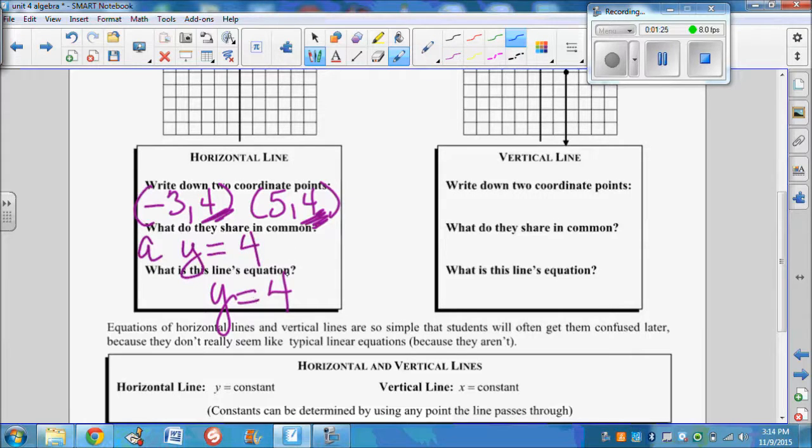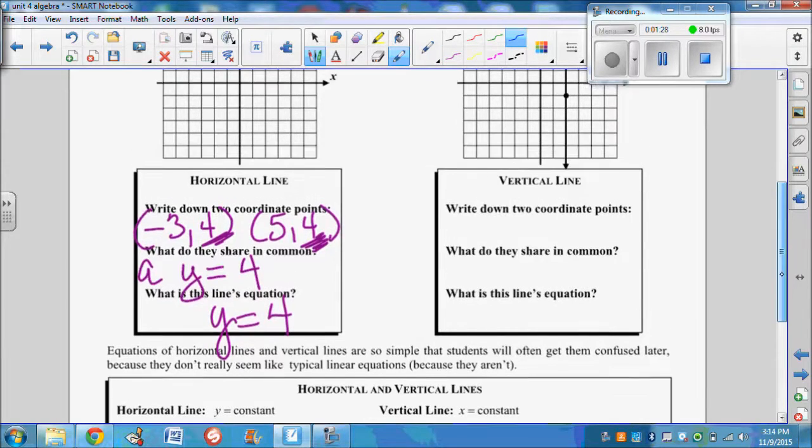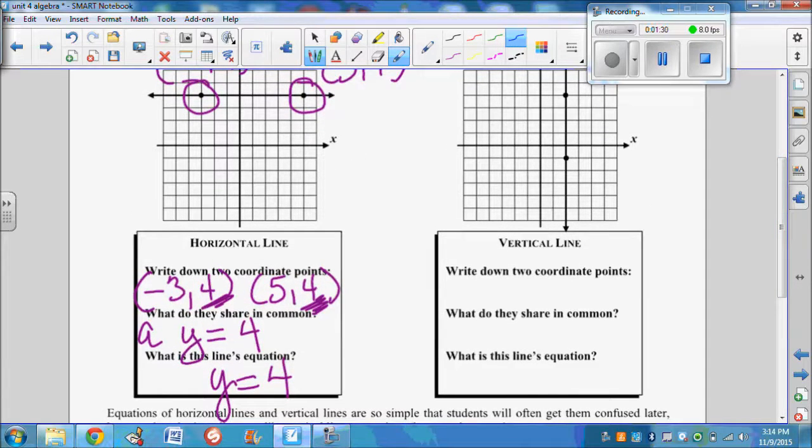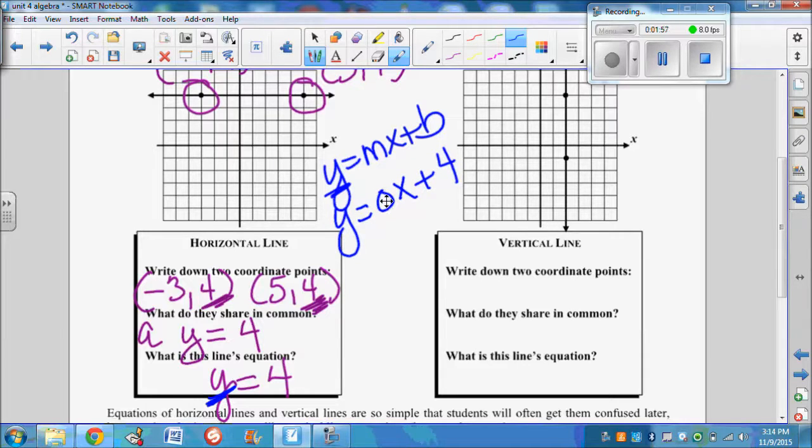Some information about this. When we think about our standard linear model, which is y = mx + b, you have a y here, that y equals 4. But what are we missing in this equation? We're missing an x. So therefore, what would the slope be of this line? There's no steepness to that line, so the slope is 0. So hopefully that makes sense to you, that y = 0x + the y-intercept of 4. Well, that 0 times x isn't necessary to write, so y = 4. So that's the reason behind that one.